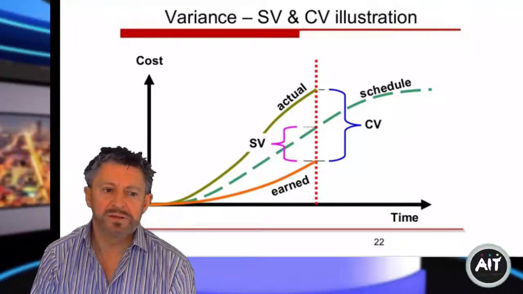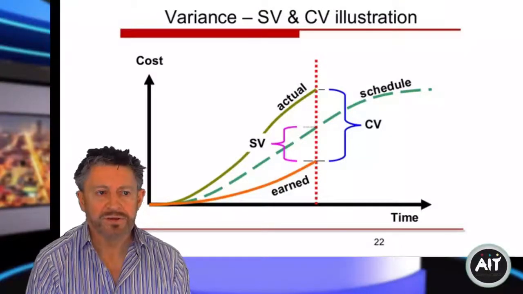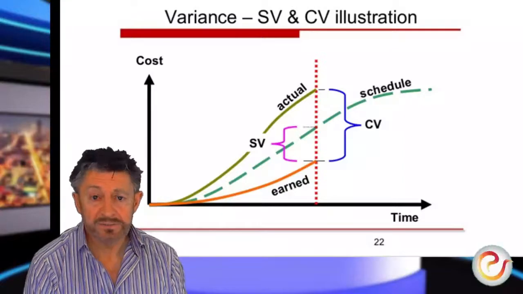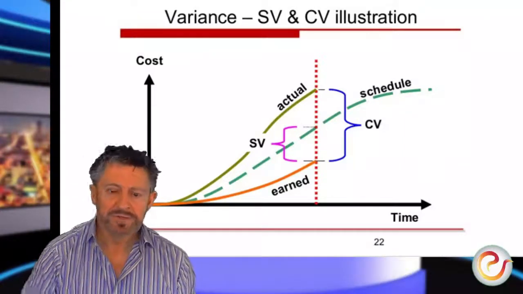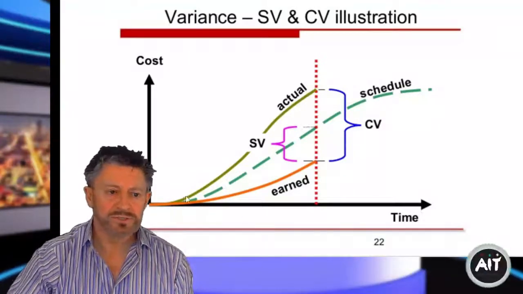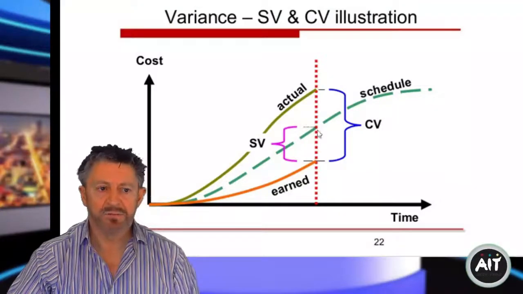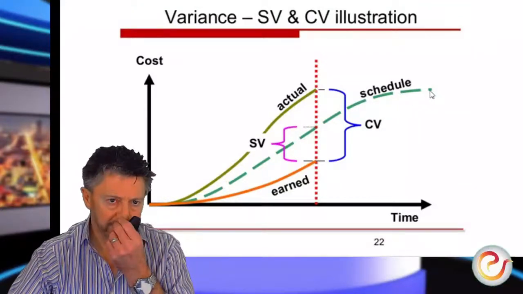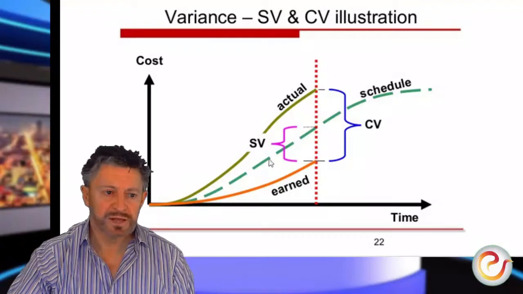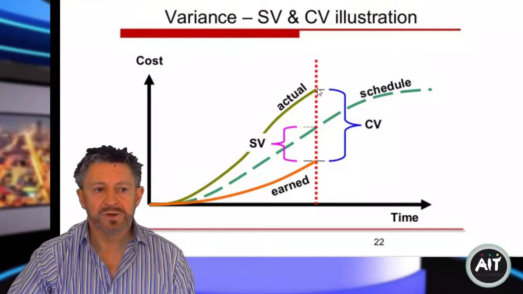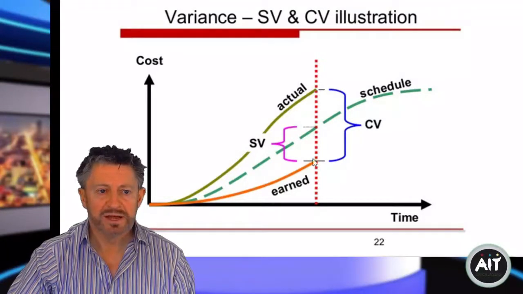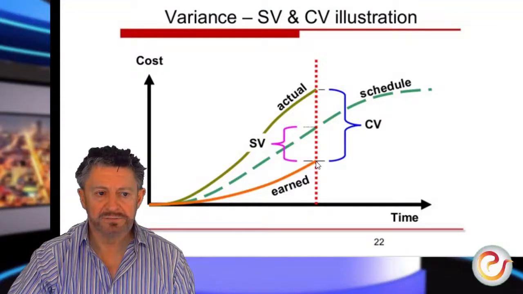Here we have the variance of the schedule variance and the cost variance. So if you look at this one here, this was the original baseline plan, or the planned value, if you want to look at it that way. This was the original plan or schedule. And here we have the actual cost and we have the earned value.